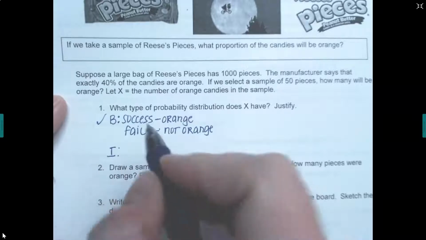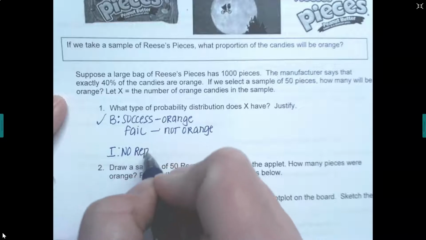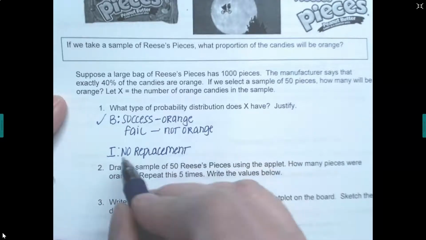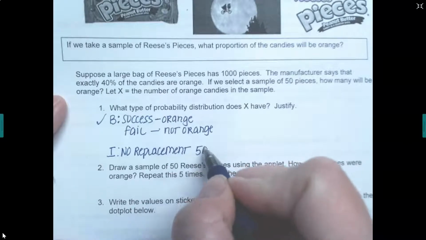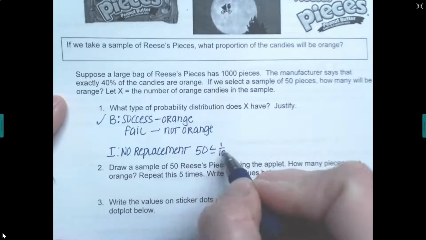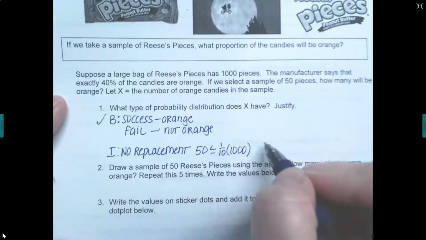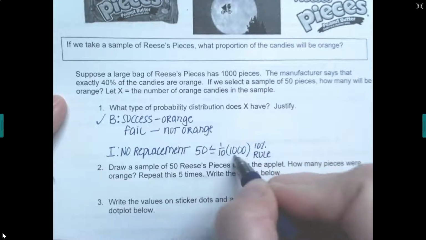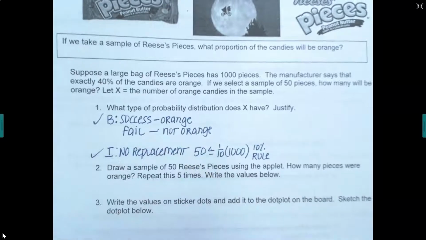Independence. We have no replacement, which we talked about before. That might mean this is not independent. However, our sample size of 50 is less than or equal to 1/10 of our population. And if you remember, that's what we called the 10% rule. So as long as that's true, they're independent. So we're okay there. So we have independence.